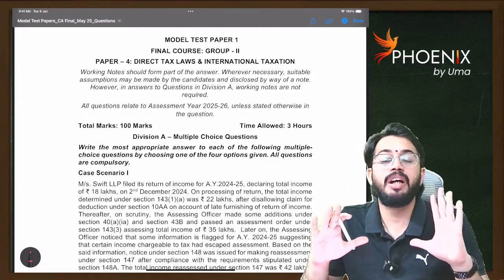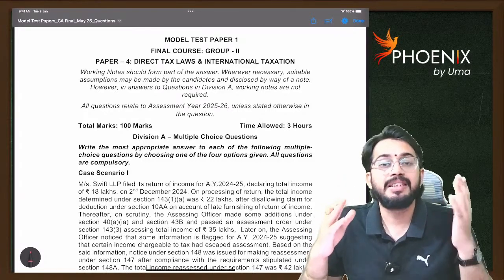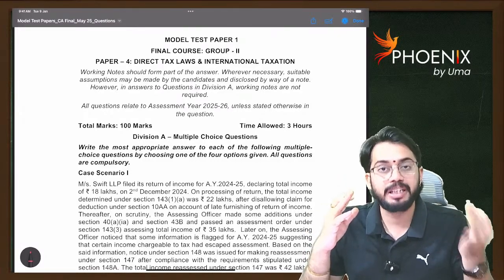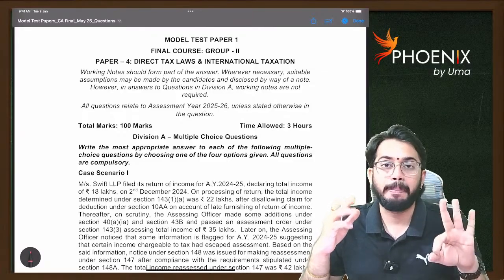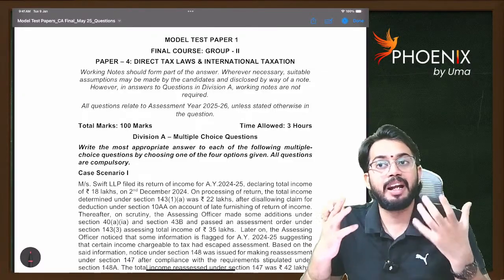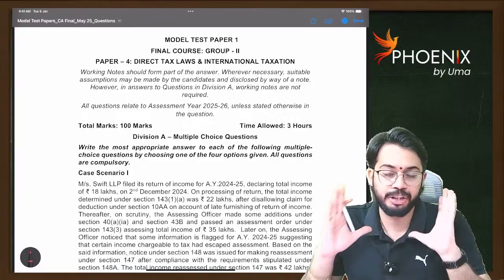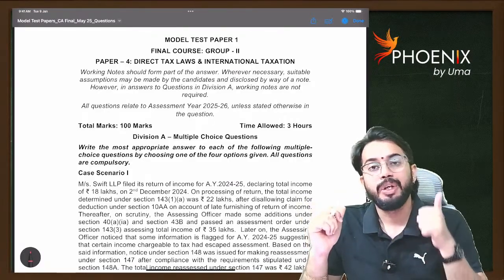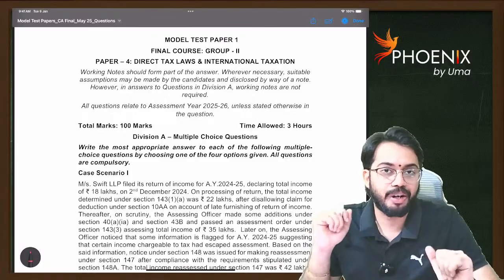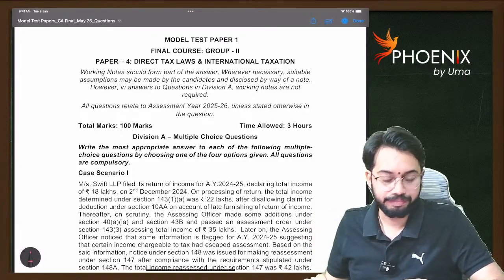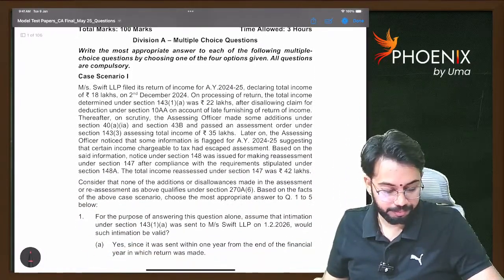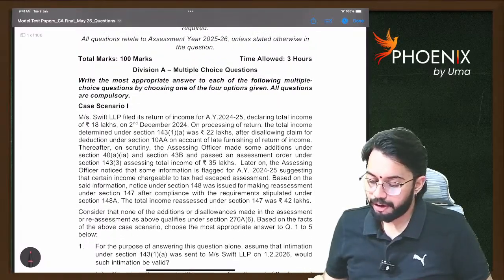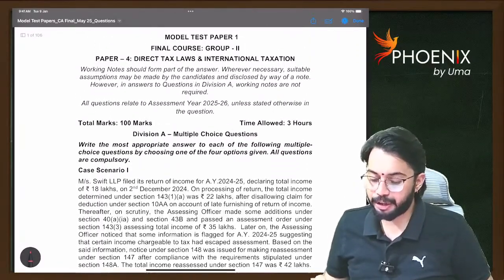We are doing almost 9 papers: 6 MTPs, 2 mock test papers and 1 RTP. Almost 900 marks we are doing in this revision. If you do these many problems and go to examination, you can feel very confident. First, we will discuss MCQs.